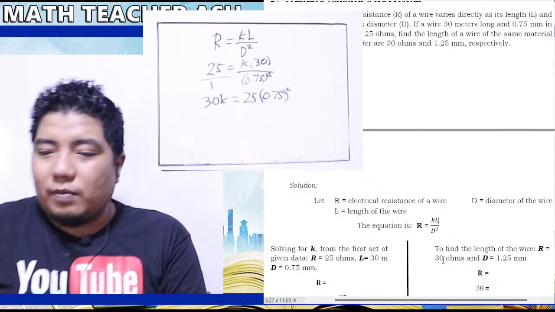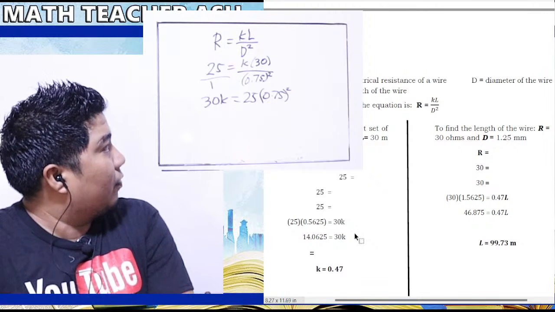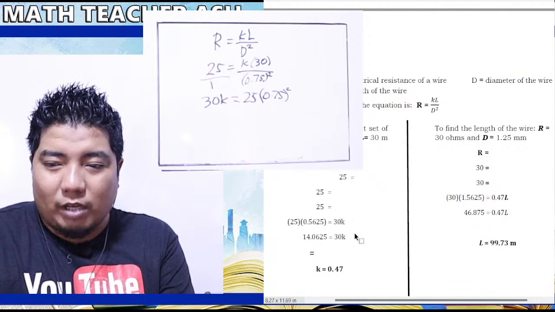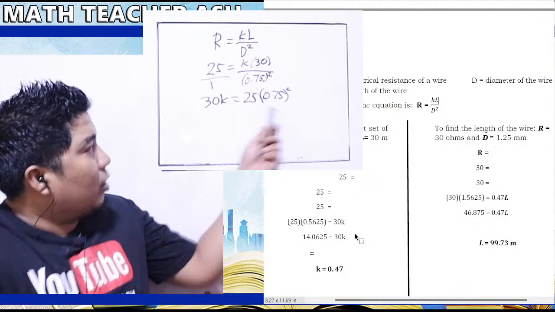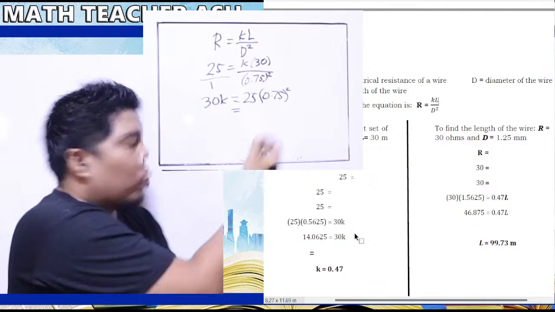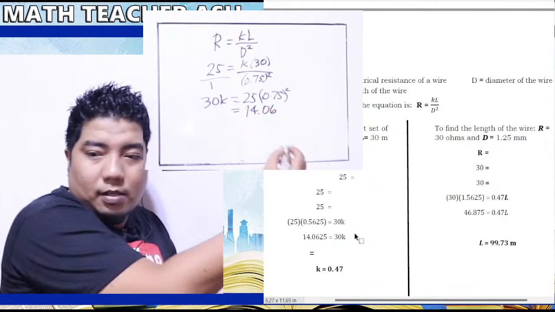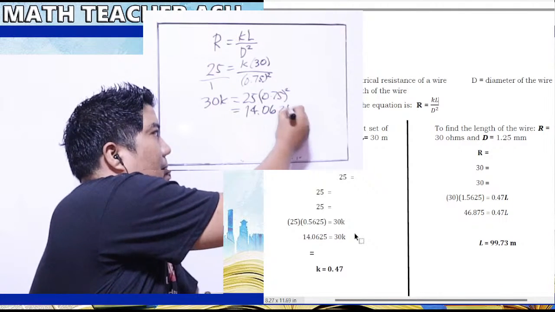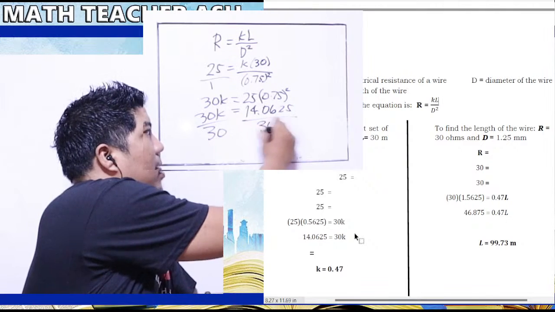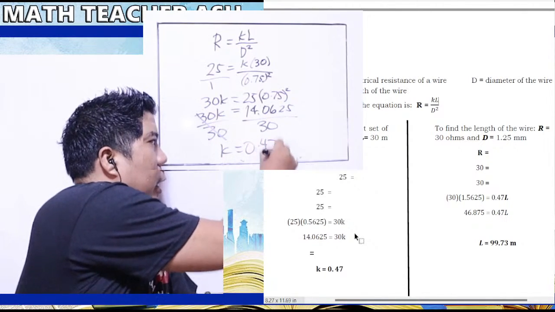So that is 30K. Pag i-multiply mo to, that is 25 times 0.75 squared. So once you solve that one, okay, try natin kung tama ba sila dito. Once you solve 0.75 squared, that will give you an answer of 0.5625. And when you multiply 0.5625 to 25, you will get 14.0625. Okay. And then here is the 30K. You divide both sides by 30. This will be cancelled. K is now 0.47.